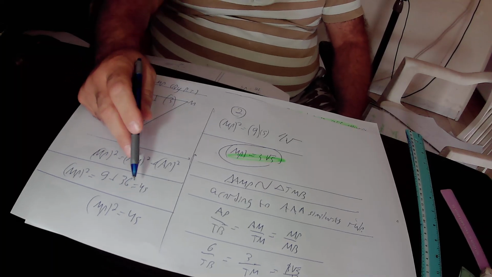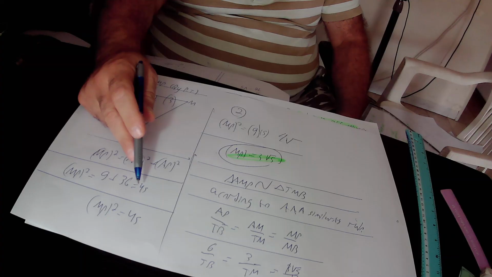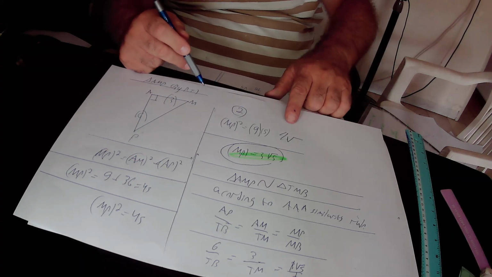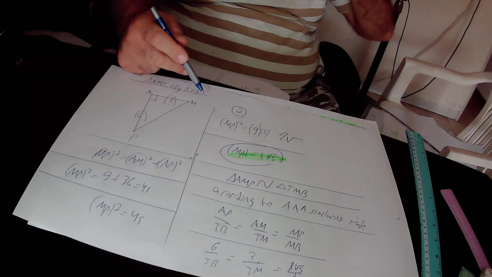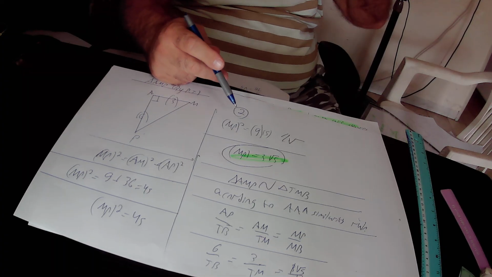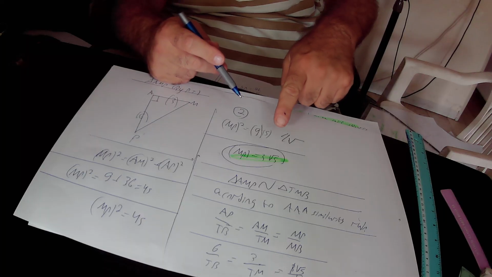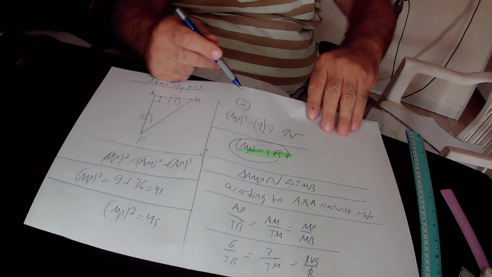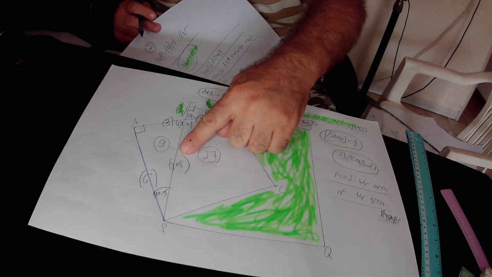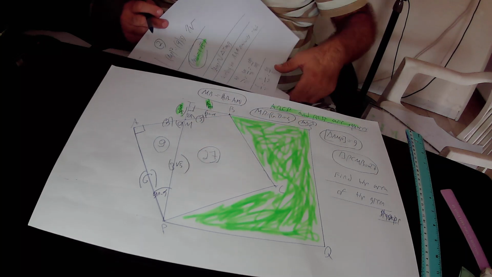Here we substitute 45 by 9 times 5 and find that MP squared equals 9 times 5. Taking the square root, the square root of 9 is 3, so inside the root we are left only with 5. So in total we found that MP equals 3 times the square root of 5 units in length. This is side MP, which equals 3 times the square root of 5 units.